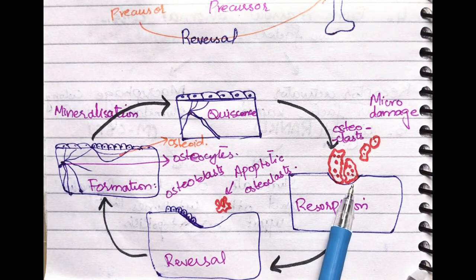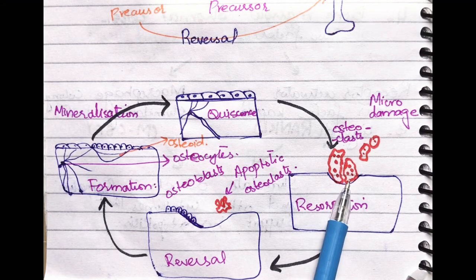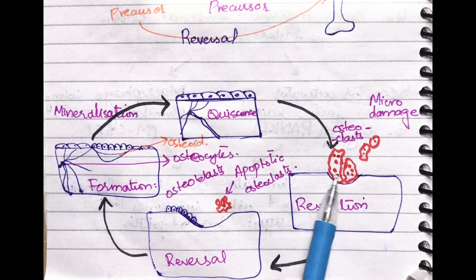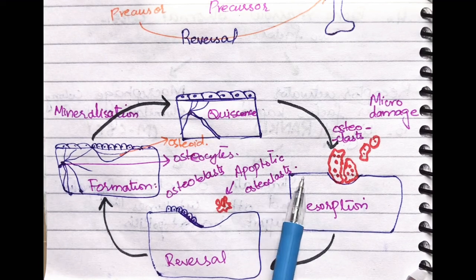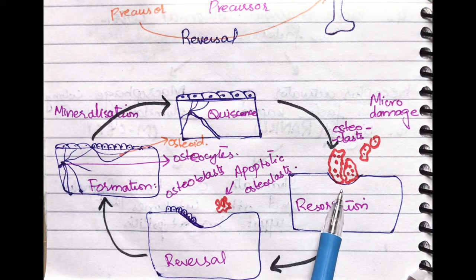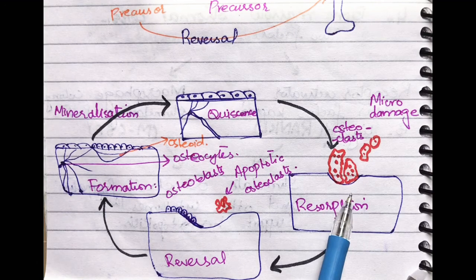When they cause the resorption of the bone, what happens? There will be the programmed cell death of certain cells which are present here. Programmed cell death is referred to as apoptotic osteoclast. Apoptotic osteoclast, what do they do? They start resorbing the damaged bone cells. Now after this resorption, what happens? There is a reflux for the osteoblast attraction, which is referred to as the reversal phase.